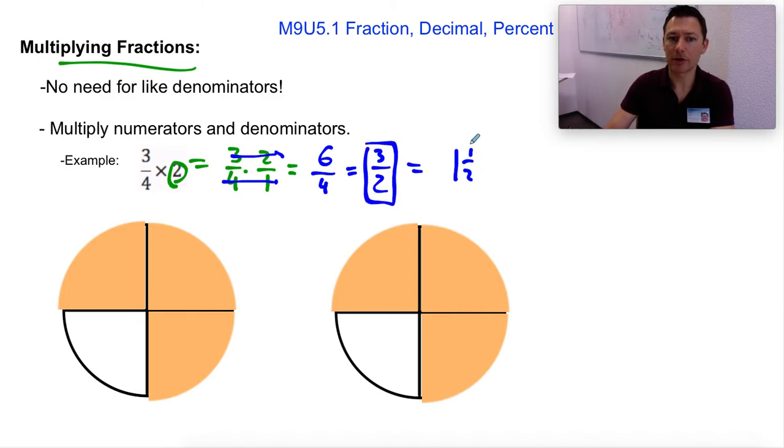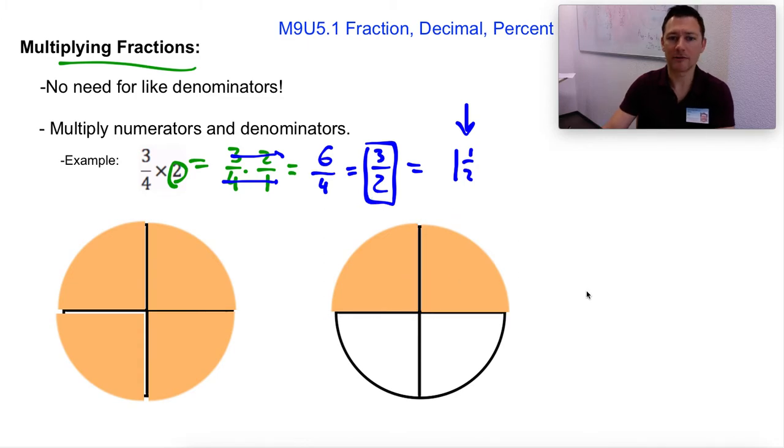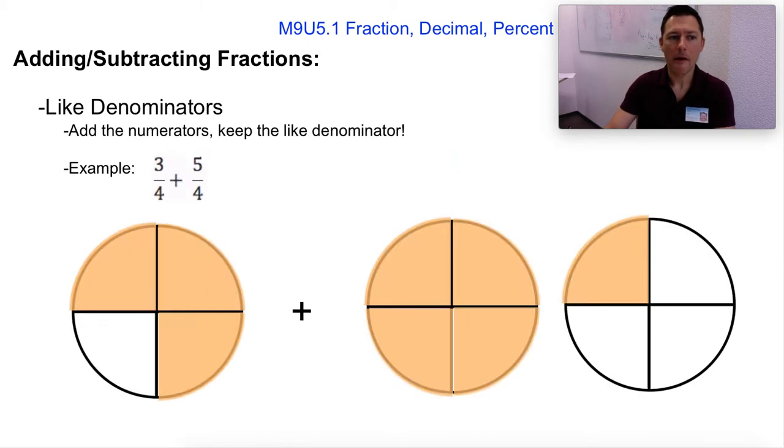This is a superior answer to this in my book. And you can see that it's true because if you take this, spin it around, slide them in there, you get 1 whole pizza and a half a pizza. Sweet. Okay. Adding and subtracting fractions, they have to have like denominators.